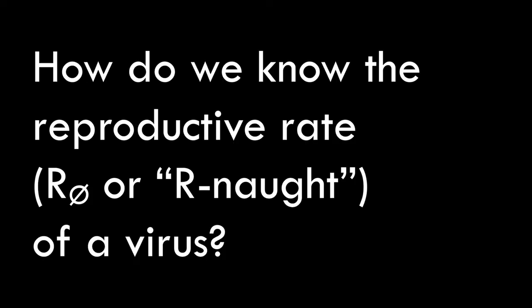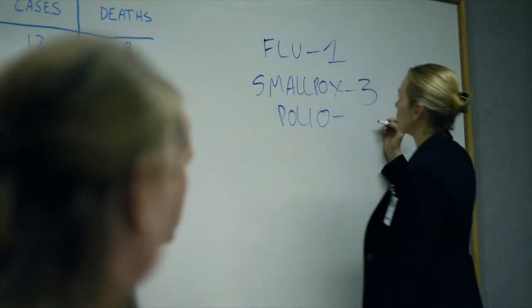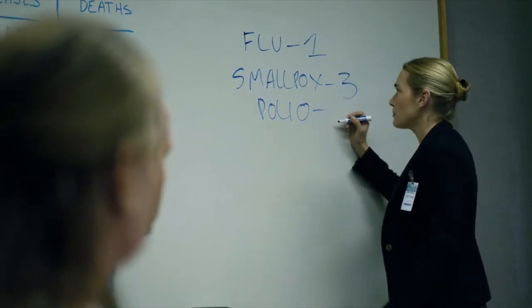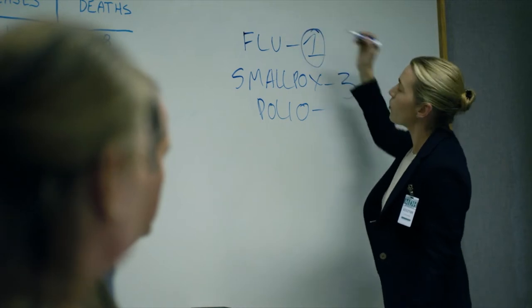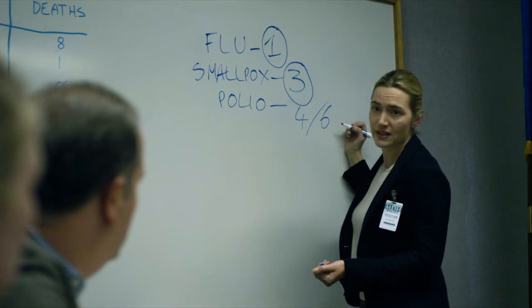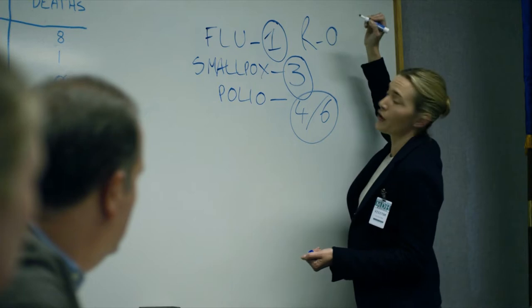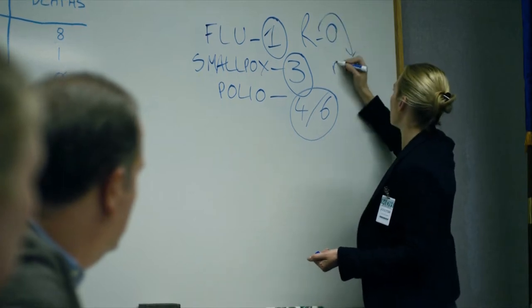What we need to determine is this. For every person who gets sick, how many other people are they likely to infect? So, for seasonal flu, that's usually about 1. Smallpox, on the other hand, it's over 3. Now, before we had a vaccine, polio spread at a rate between 4 and 6. Now, we call that number the R-naught. R stands for the reproductive rate of the virus. Any ideas what that might be for this?